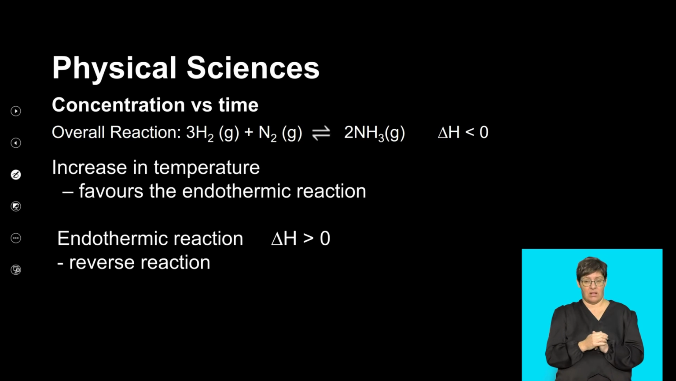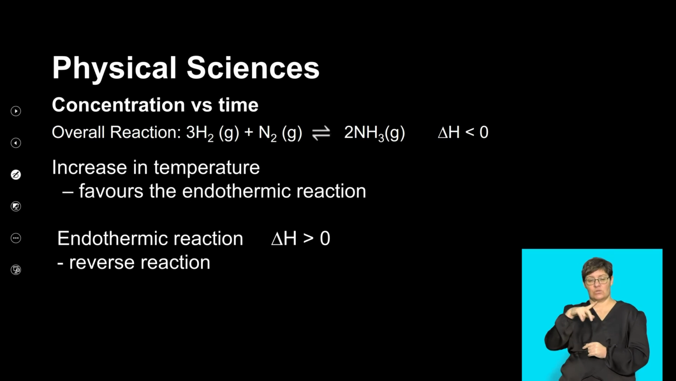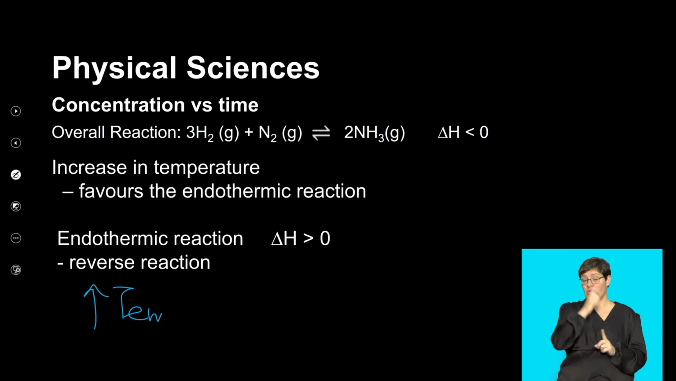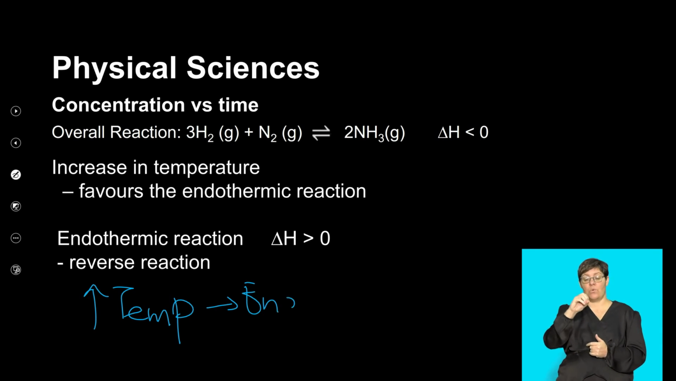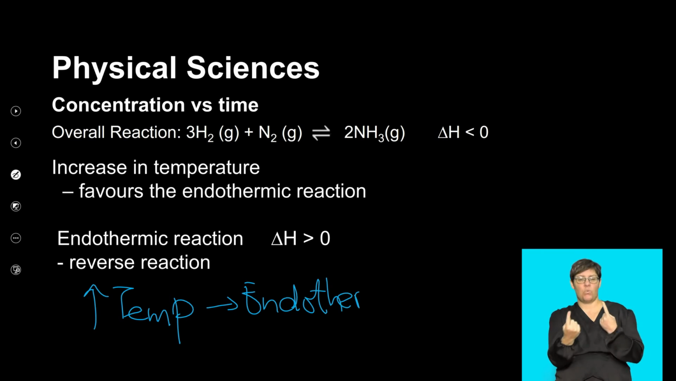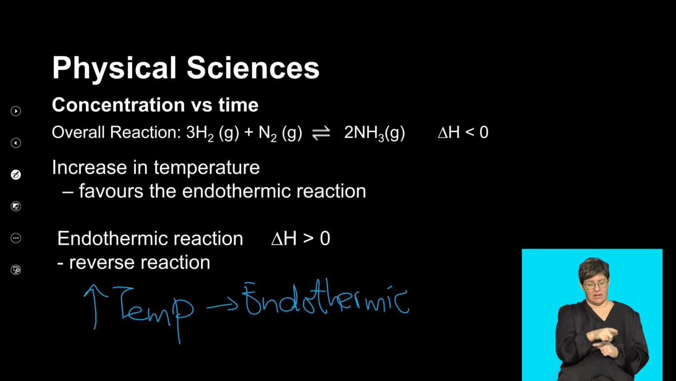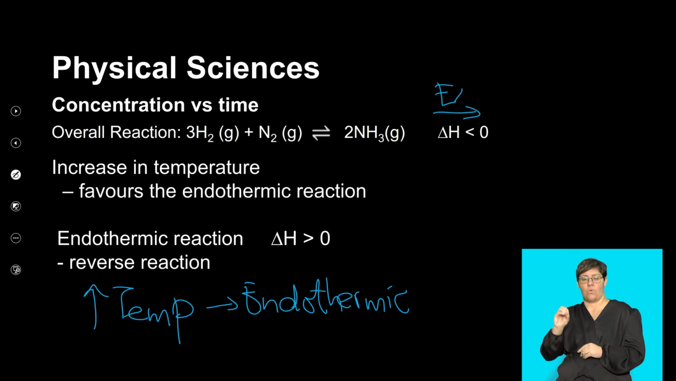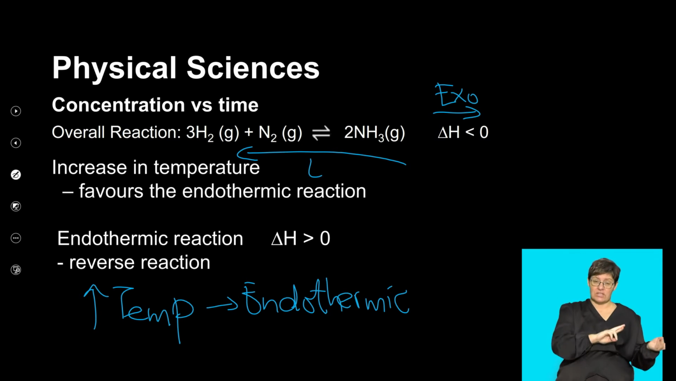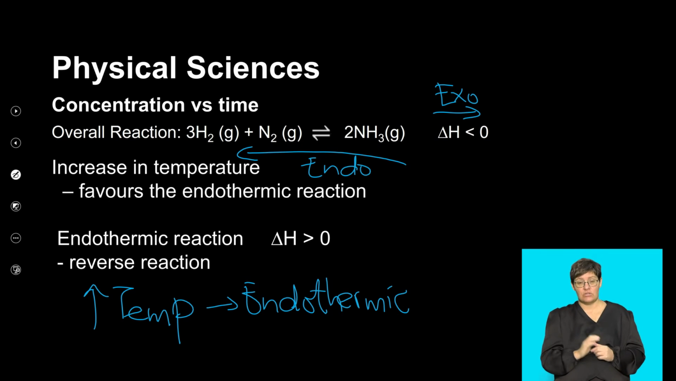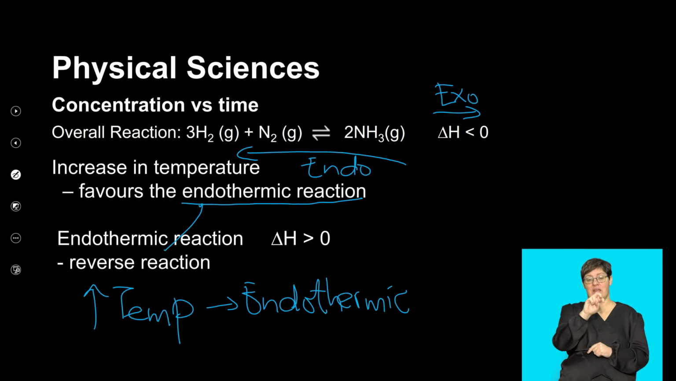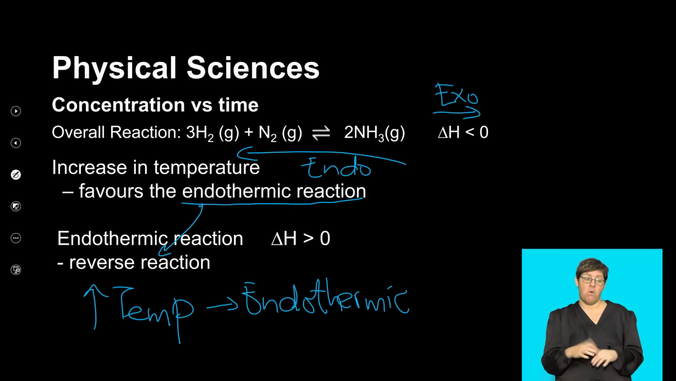Now we know, firstly, when we talk about temperature, we first need to go look at exo and endothermic reaction, because an increase in temperature will always favor the endothermic reaction. So we need to go see which reaction here is endothermic, and we see that the forward reaction is exothermic, meaning that the reverse reaction is endothermic. An increase in temperature will then favor the reverse reaction, which in this case is endothermic. Or we can say an increase in temperature favors the endothermic reaction, which in this case is the reverse reaction.